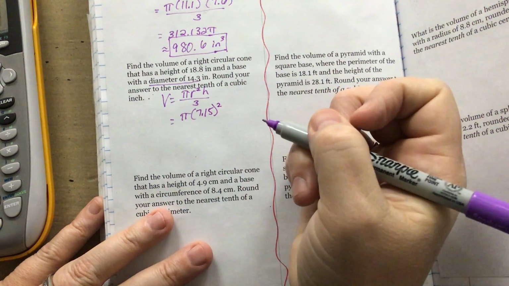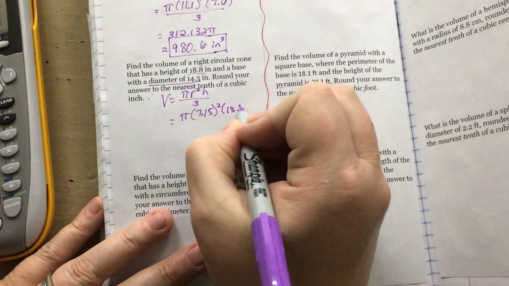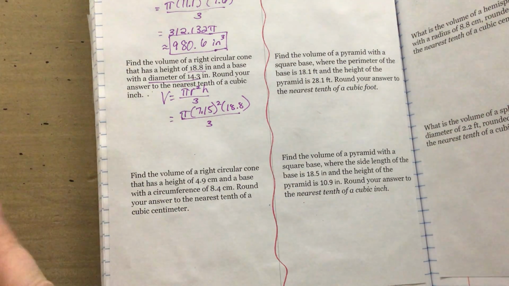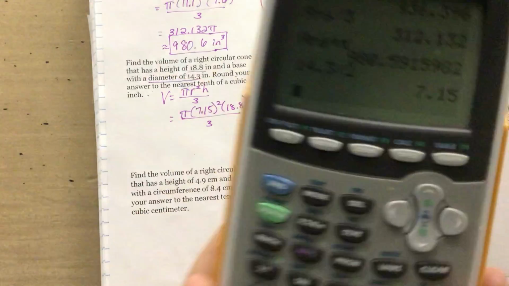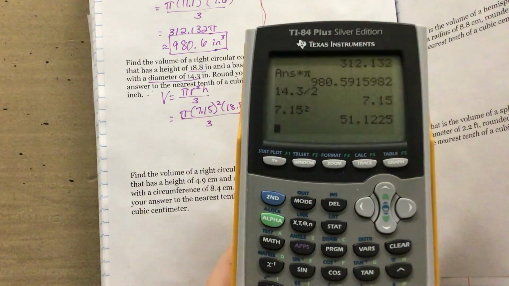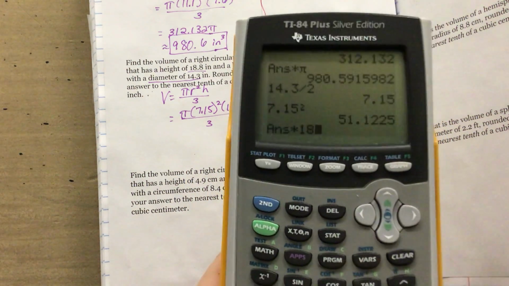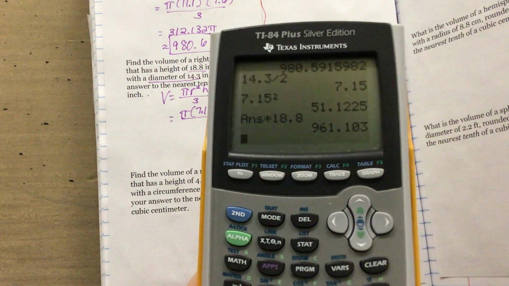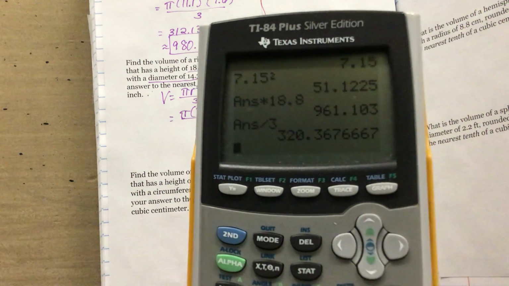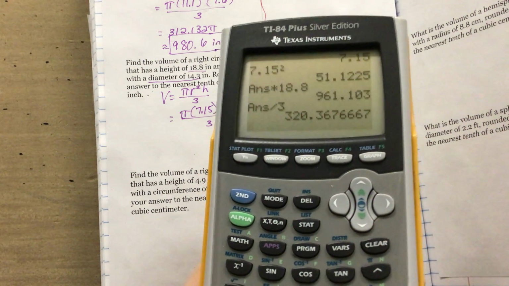So 7.15 is my radius, so I'm going to square that. It tells me in the problem the height is 18.8. And again, in my formula, I always divide by 3 for a cone. So if I grab my calculator again, I'm going to take 7.15 squared, which is 51.1225. I'm going to take that times 18.8, which is 961.03. I'm going to divide it by 3, so I get this decimal, 320.367, etc.